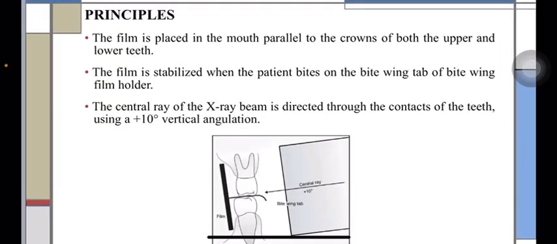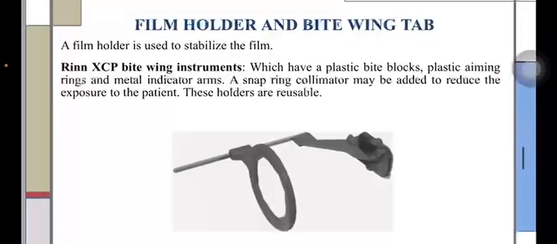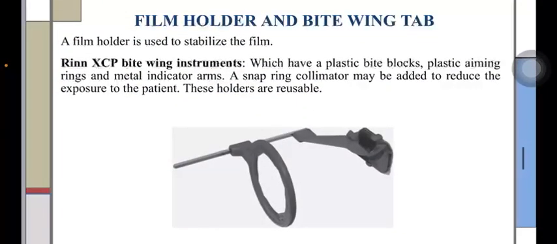The principle is that the film is placed in the mouth parallel to the crowns of upper and lower teeth. The film is stabilized when the patient bites on the bite wing tab or bite wing film holder. The X-ray beam is then directed through the teeth with a vertical angulation of plus 10 degrees. The film holder used is known as the Rinn XCP bite wing instrument.